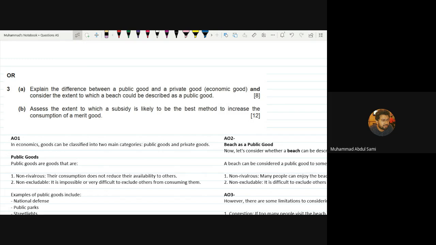So, how do we establish AO1, AO2, and AO3, and how many marks are they carrying? In a 12 marker question, AO1, AO2 and AO3 are equally distributed into 4 marks each. AO1, 4 marks, AO2, 4 marks, and AO3, 4 marks. So, AO1 means introduction or knowledge with understanding, AO2 means analysis, and AO3 means evaluation. So now let's have a look at it. So how can we establish these assessment objectives.